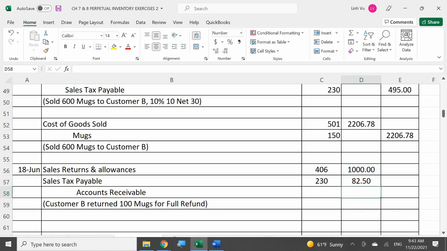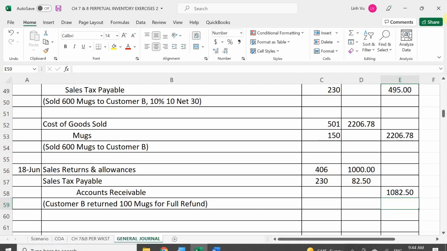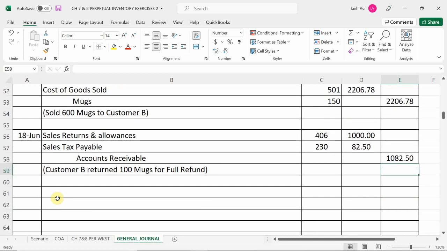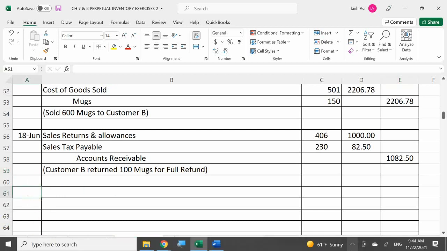$82.50. So therefore, in grand total, I'm going to be reducing account B's account by $10.82.50. Okay. So of course, if I'm going to be refunding, and this is for a full refund, am I returning the product back to my inventory? Yes. So how do I journalize that?